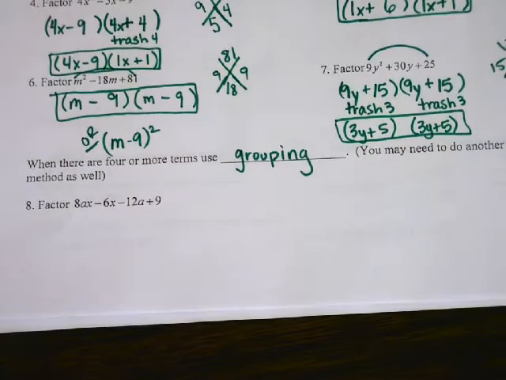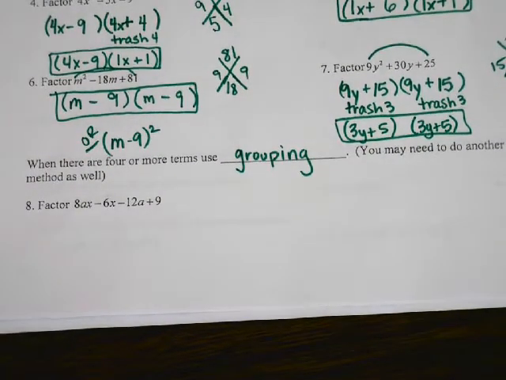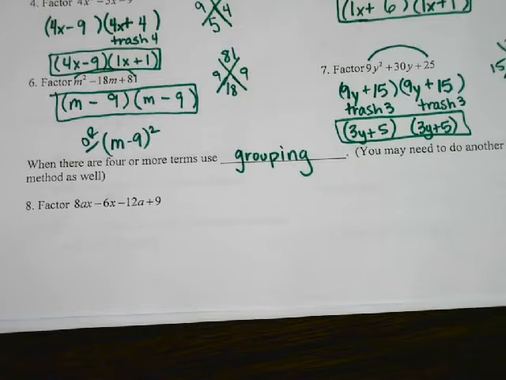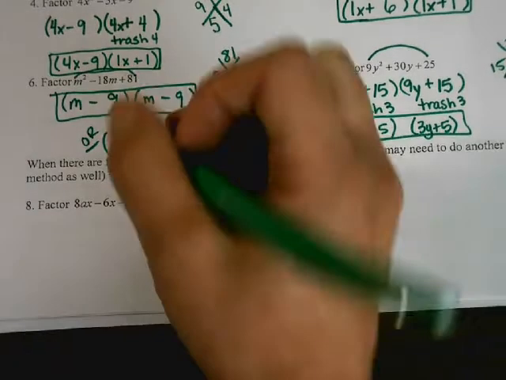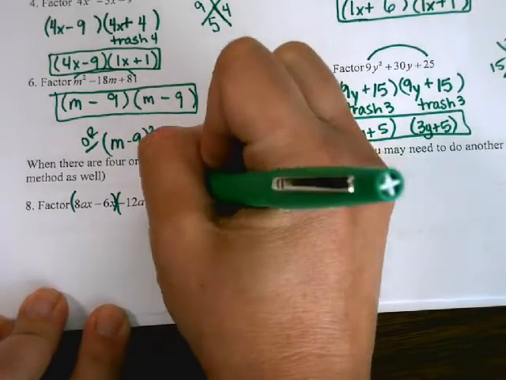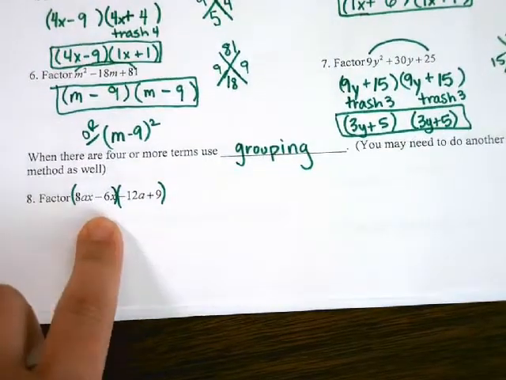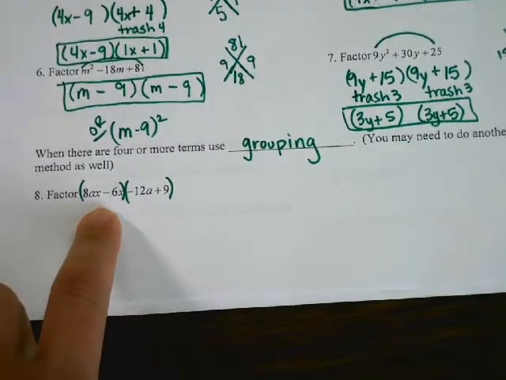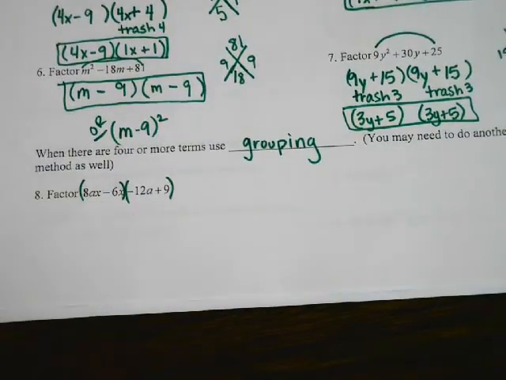And like I said, on some problems, you have to do multiple methods. So you may need to do another method as well. Okay? That goes for all of these. When we do grouping, you're putting them into groups and pulling whatever they have in common out. So if you look at number 8 there, I have 8ax minus 6x. And I put that in a group, and then I have minus 12a plus 9.